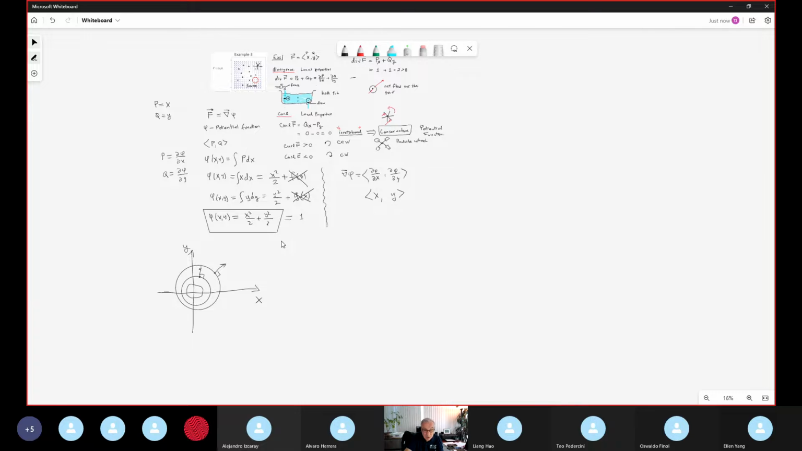When the curl is 0, it's the most important vector field, because it's a conservative vector field, and you can compute it using the anti-gradient, the potential function. And the potential function so far gives me a little bit of information about the vector field. Okay, let's do one more example. I have several examples.